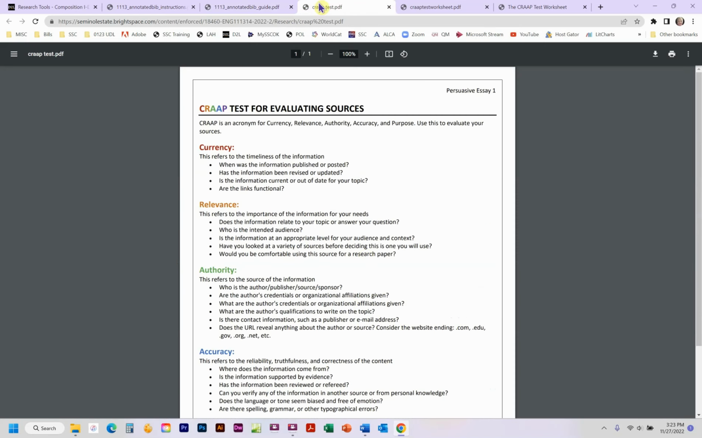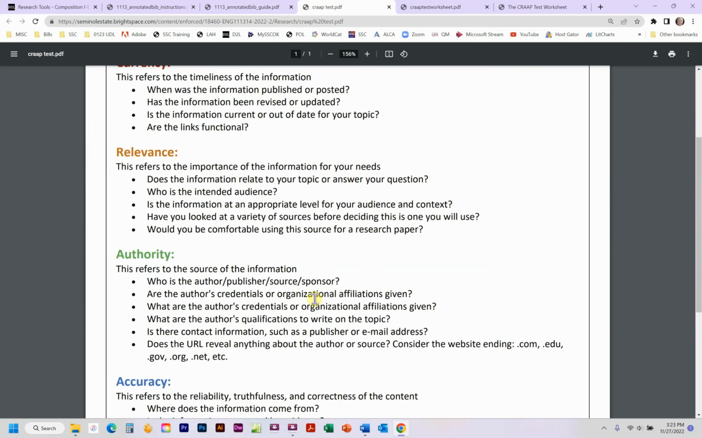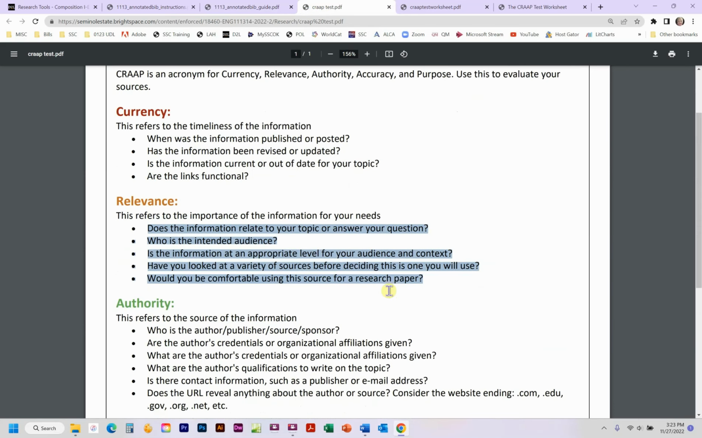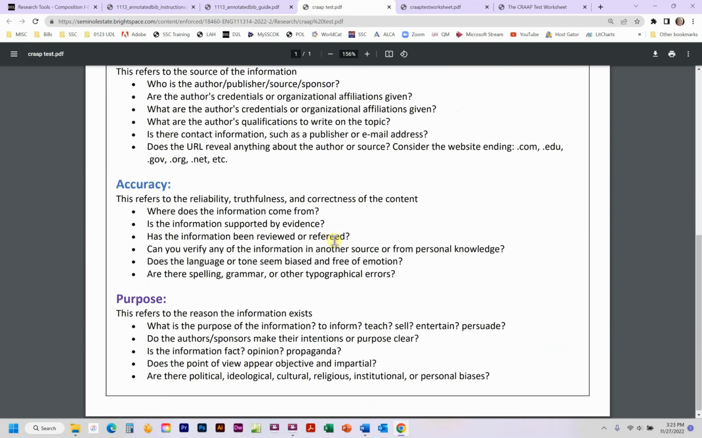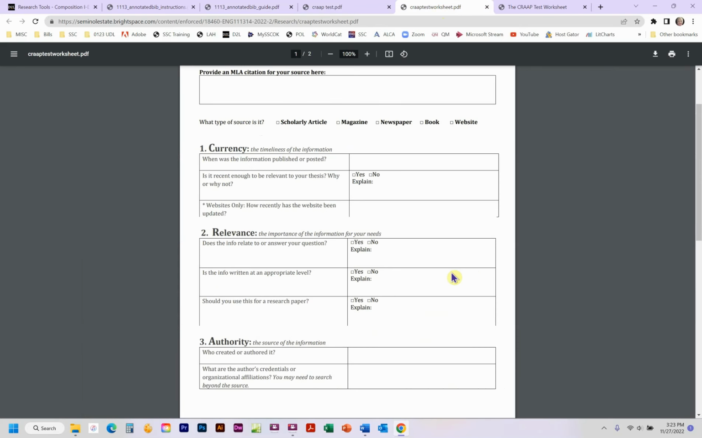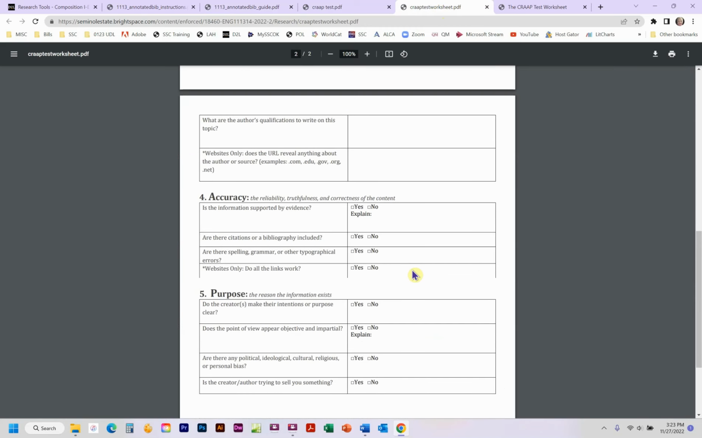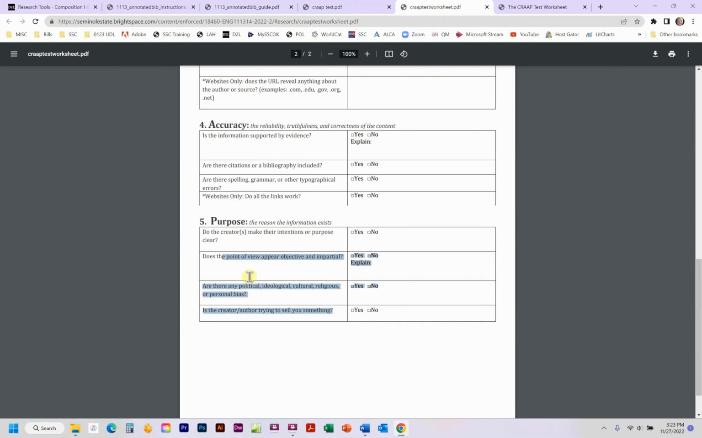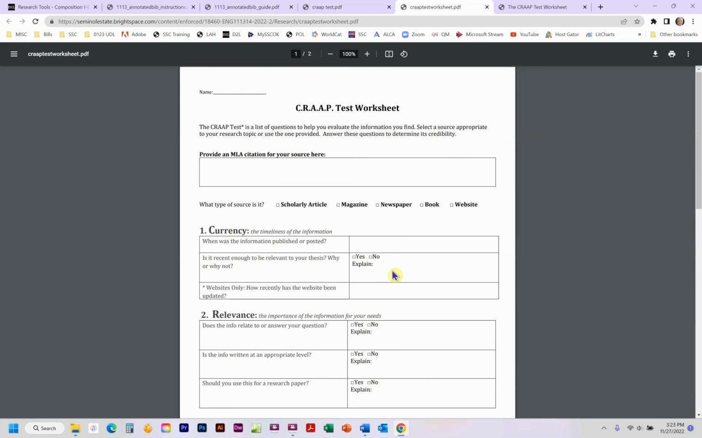So again, you can see you've got this handout, which is the actual test. And then it gives you some questions that you can answer to look for, is it current, is it relevant, does it have authority, and all those things. I've also given you this worksheet that you can use, if you like those kinds of things. You fill one of these out for each one of those. So it just basically takes all of those questions and allows you to fill it out for each source.